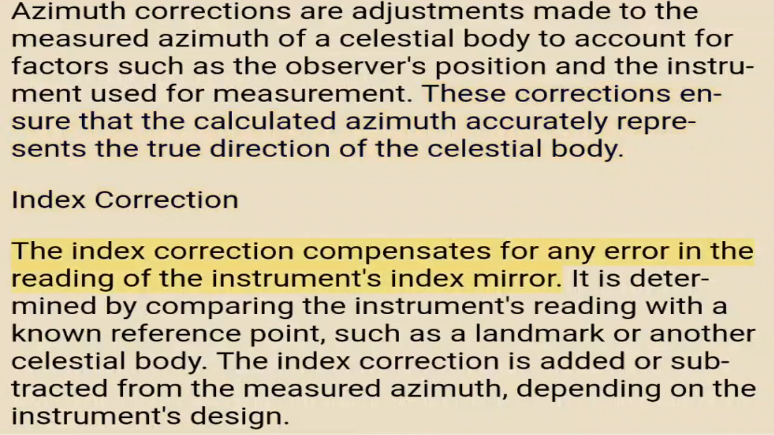Index correction. The index correction compensates for any error in the reading of the instrument's index mirror. It is determined by comparing the instrument's reading with a known reference point, such as a landmark or another celestial body. The index correction is added or subtracted from the measured azimuth, depending on the instrument's design.